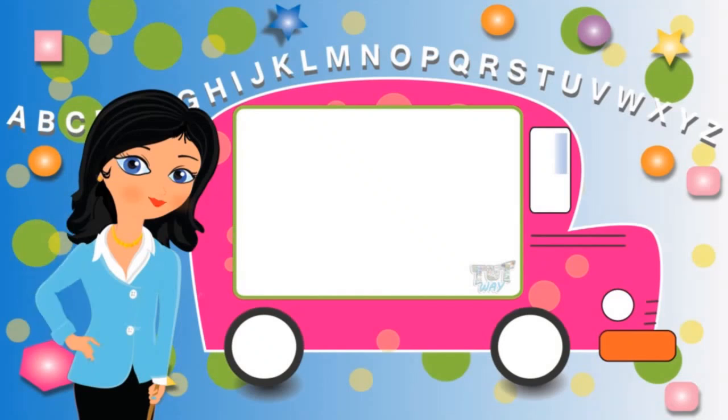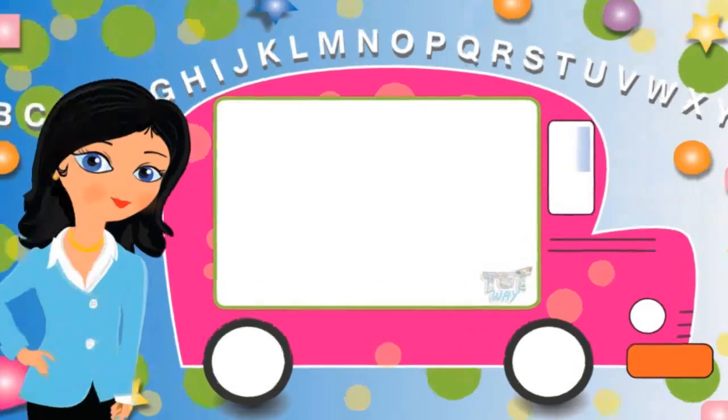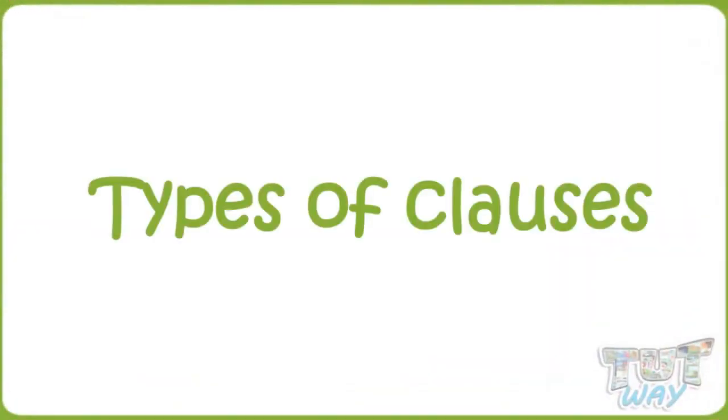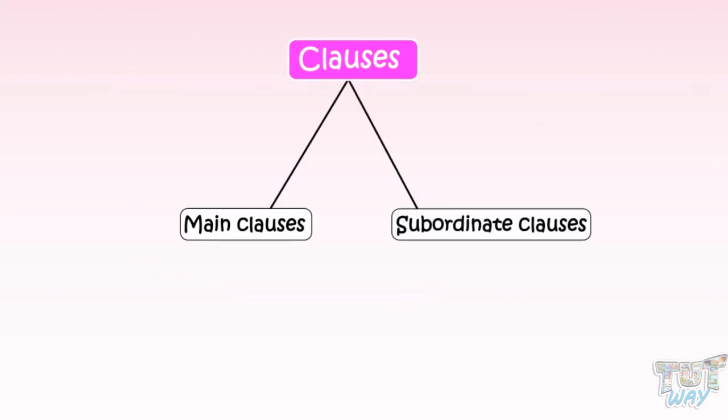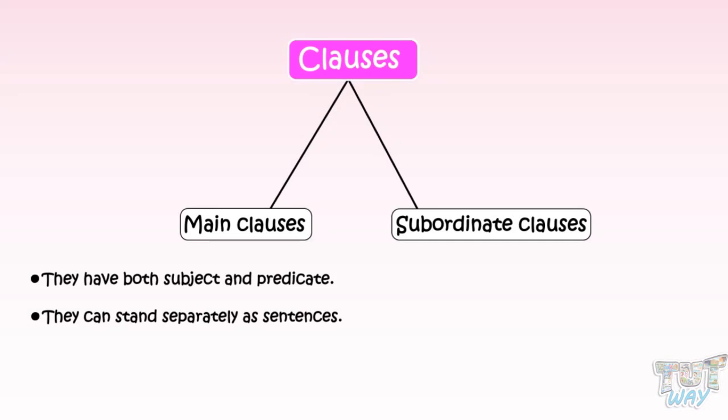Hi kids! Today we will learn more about the types of clauses. So let's start. We have already learned about two types of clauses, main clauses and subordinate clauses. Main clauses have both subject and predicate, and they can stand separately as sentences and express a complete thought or idea. Now let's learn about subordinate clauses.